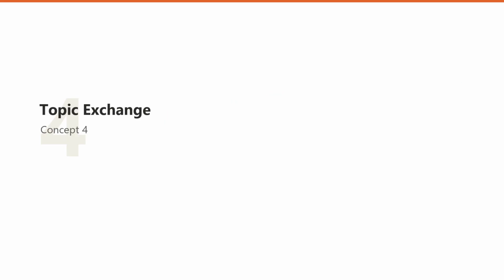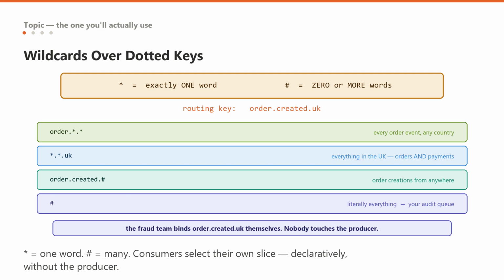Concept 4. The topic exchange, the one that does the real work. The topic exchange is where RabbitMQ earns its reputation, and it is the one you will use for anything serious. Star matches exactly one word. Hash matches 0 or more words. And that is the entire syntax. It fits on a slide, and it lets you express remarkably precise routing.